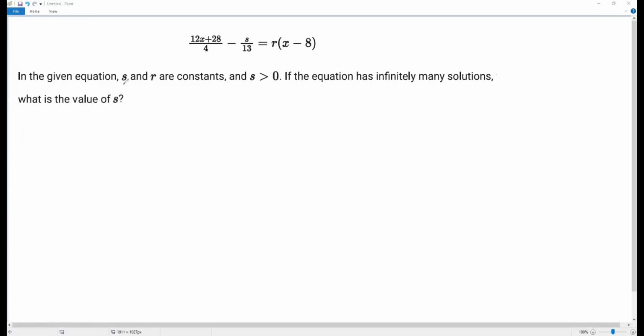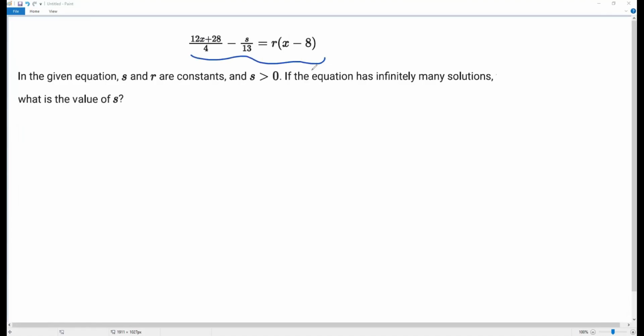Okay, the information says s and r are constants. That is, s over here and r over here are constants. Then we have to consider this x over here as the variable, and the exponent of this x is 1, the exponent of this x also is 1. So clearly it's a linear equation in one variable, that is x.